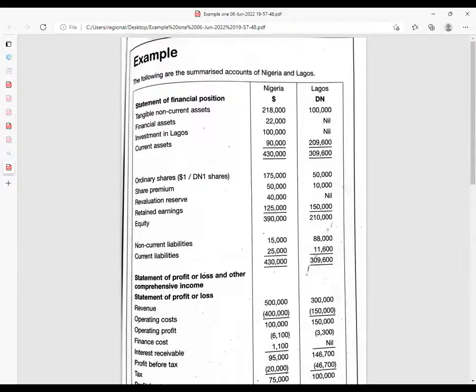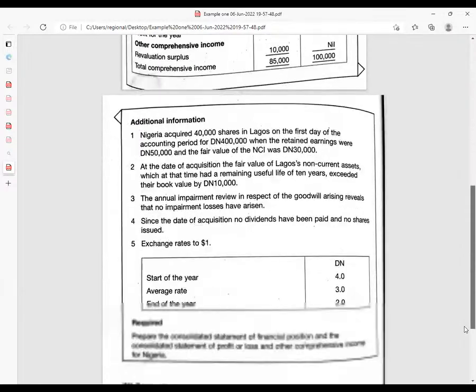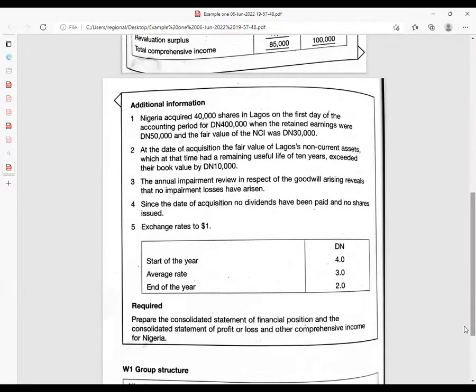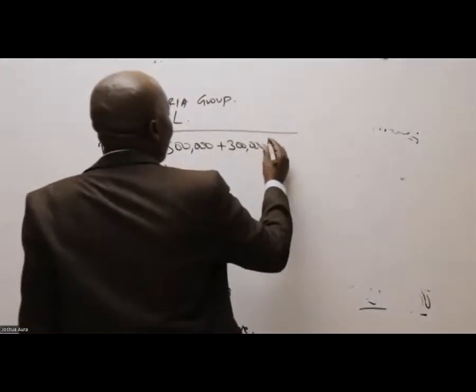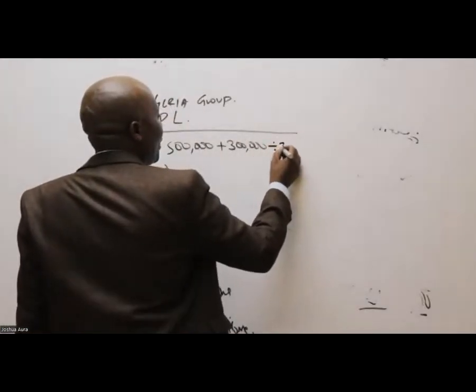When we started, I gave you the procedure. Which rate should I use, ladies and gentlemen? Average rate. Do you remember that? For the income statement, it's always the average rate, divided by 3. Thank you very much. So divide this by 3.